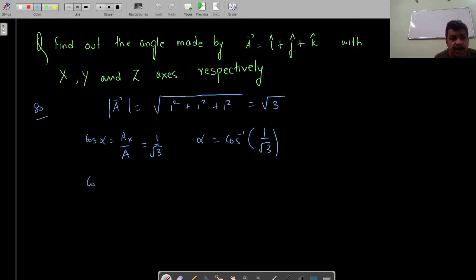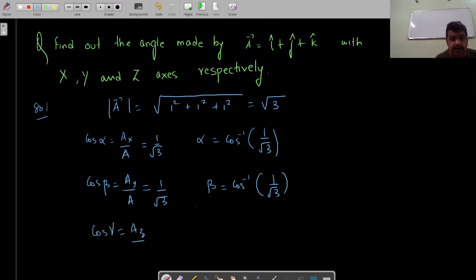Similarly, cos beta will be equal to ay by a, that is again 1 by root 3. So beta is equal to cos inverse of 1 by root 3. Similarly, gamma has the same value. Cos gamma is equal to az by a, which is 1 by root 3. So gamma is equal to cos inverse of 1 by root 3. I hope these things are quite clear to you, and you have also practiced these questions on your own.